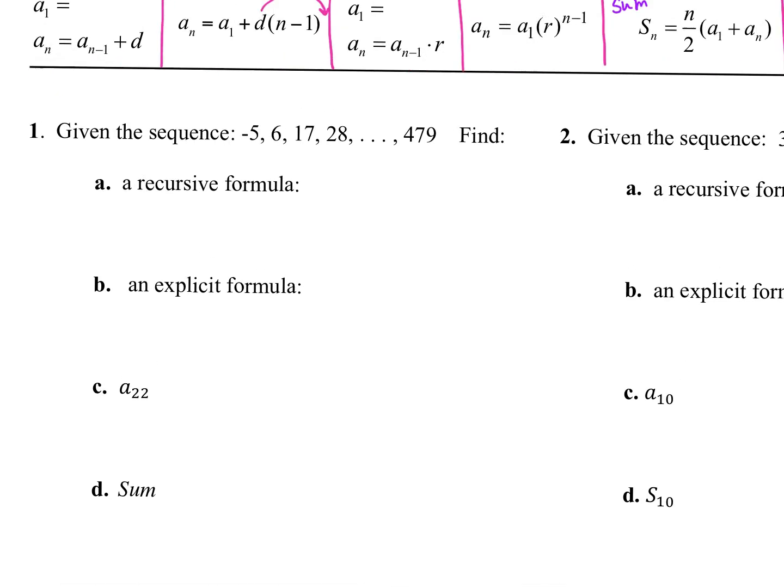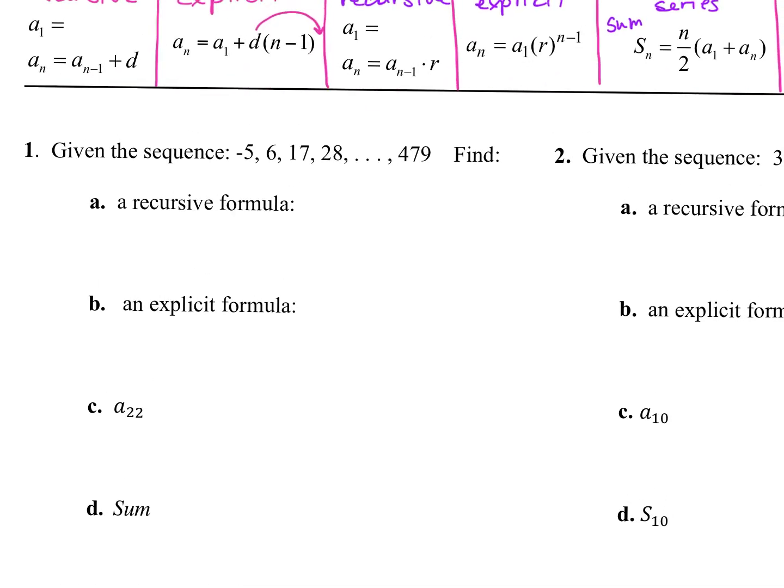Okay, starting with number one here. It says, given the sequence, find a recursive formula and, excuse me, an explicit formula. So what I would do first is just take a look at what's going on here. To get to the next one each time, remember the way you can figure that out is do the second number minus the first number, or the second number divided by the first number, and see what keeps happening. So 6 minus a negative 5 is a positive 11. 17 minus 6 is a positive 11. So we're adding 11 each time.